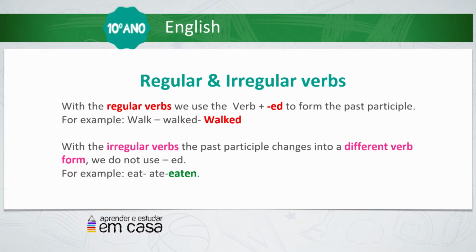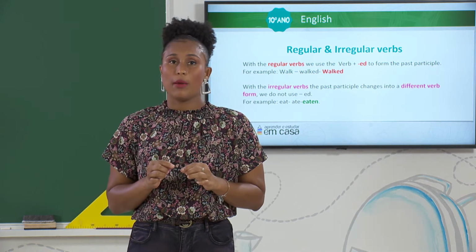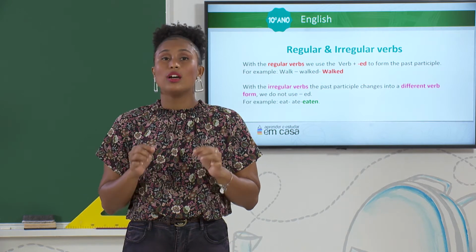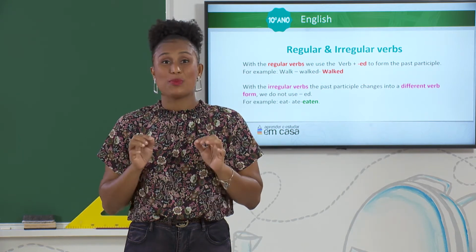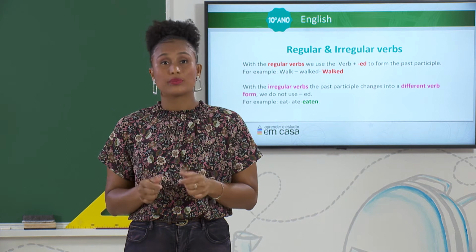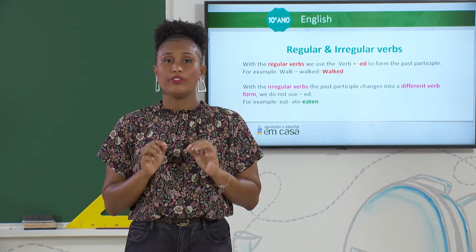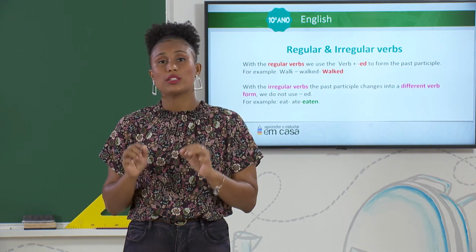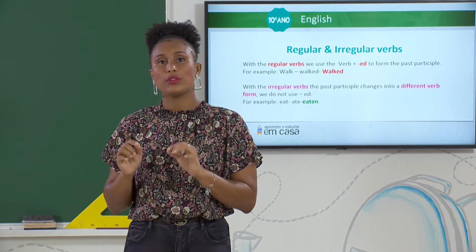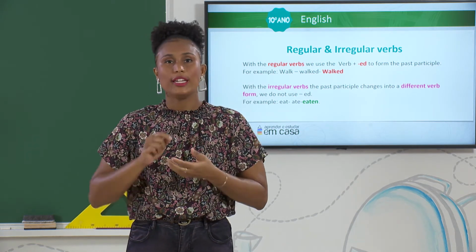With irregular verbs, the past participle changes into a different verb form. We don't use ed. Students, do you remember when I said that for the irregular verbs we have the specific list? Well, in the third column we will find the past participles of all the irregular verbs. For example, eaten.